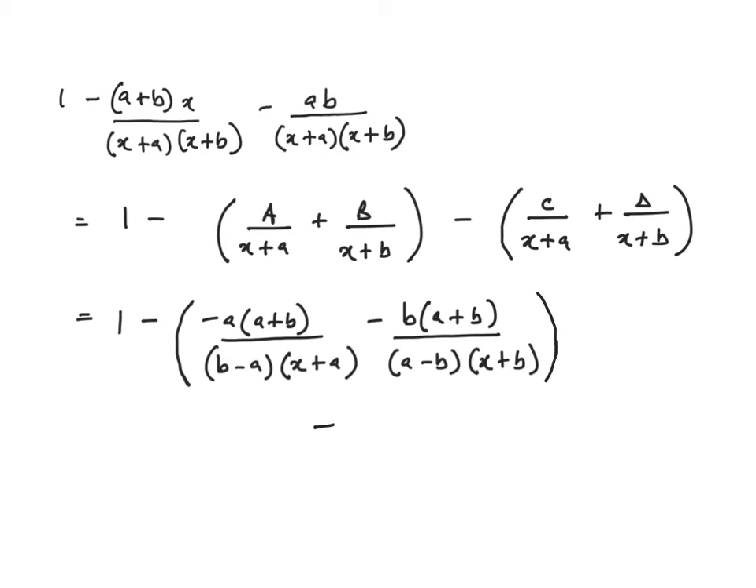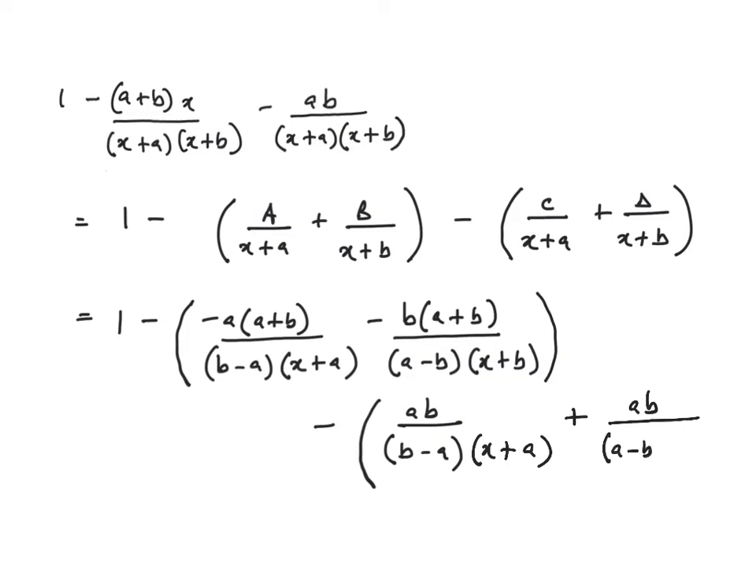Something similar for C and D. C has the value ab over b minus a, but of course there is also this x plus a. D has the value ab over a minus b, but of course we have x plus b as well. All we have to do now is to simplify.